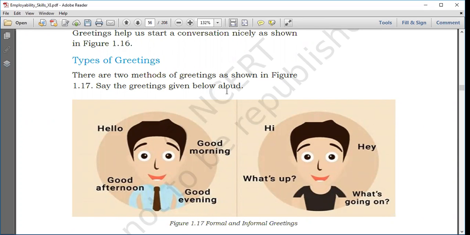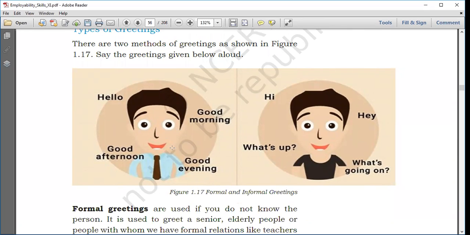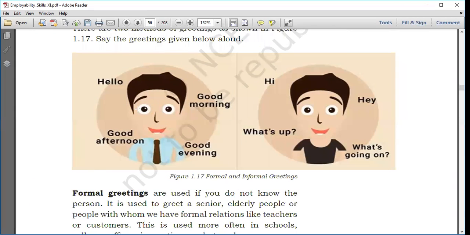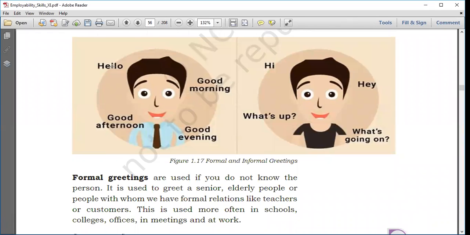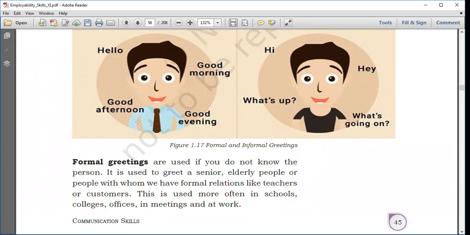There are two methods of greeting as shown in the figure. First one is the formal one. Second one is informal. Formal one is used where we are talking to a senior, to elderly people, right? Wherever we are creating certain formal relations, like talking to teachers, talking to customers. So there we use formal greetings like hello, good morning, good evening, good afternoon. And when we are meeting a person in your friend circle or in the family, then we use hi, hey, what's going on, what's up, such kind of words.